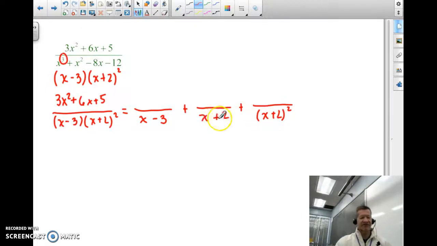So we're going to have x plus 2 to the first and x plus 2 to the second. If this x plus 2 had been raised to the third power, then I'd have an x plus 2 to the first, an x plus 2 to the second, and an x plus 2 to the third. You're going to have that denominator for each one. So now, call your numerators whatever you want. Usually we'll call them a, b, and c. We'll just kind of go in order.